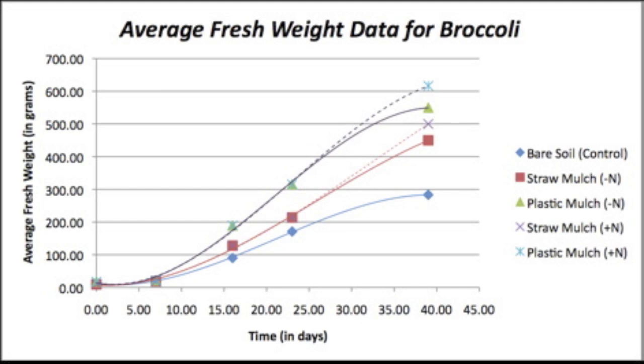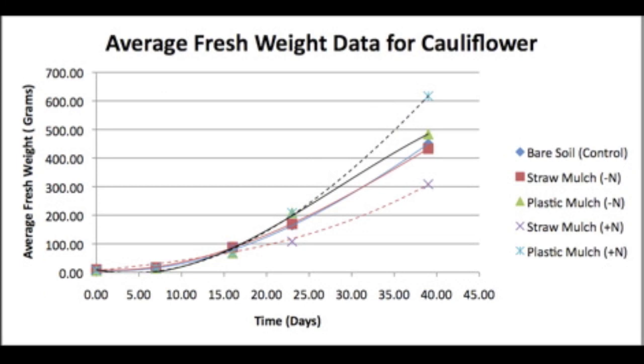The average fresh weight data from the different mulch treatments clearly showed the benefits of using mulch on accumulation of dry matter. Plastic mulch treatment accumulated the most dry matter, while bare soil accumulated the least. Accumulation of dry matter was found to be further enhanced by the presence of additional nitrogen, as shown by the dashed lines in the graph.